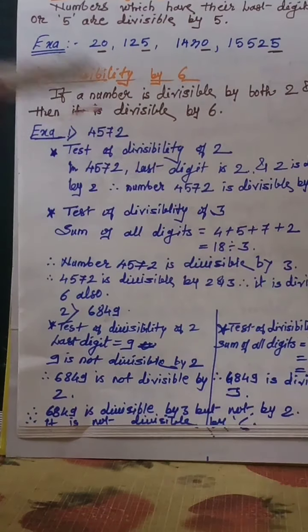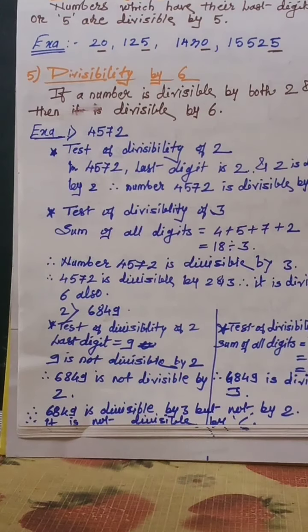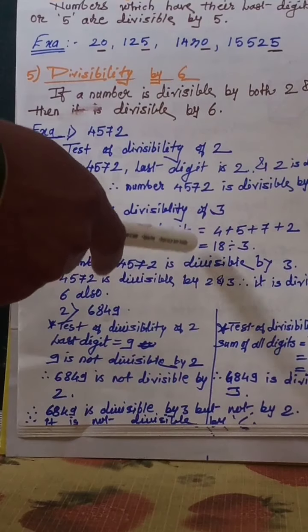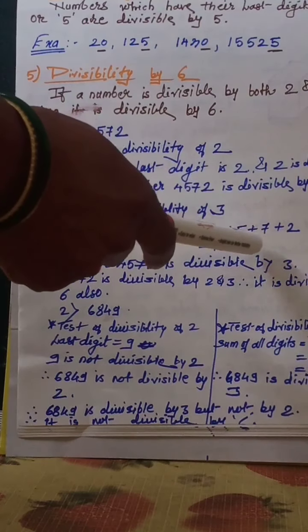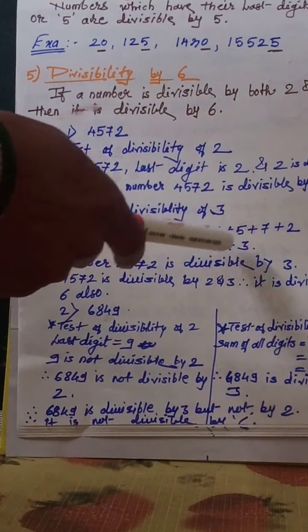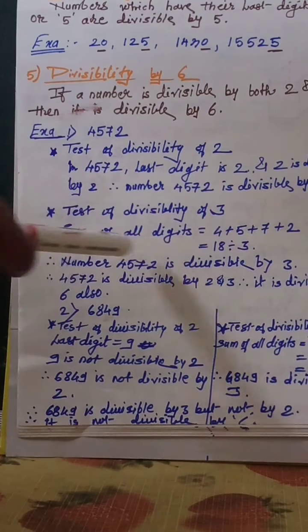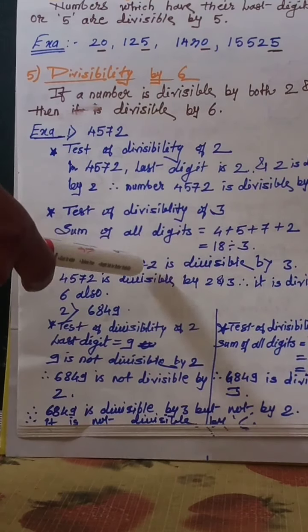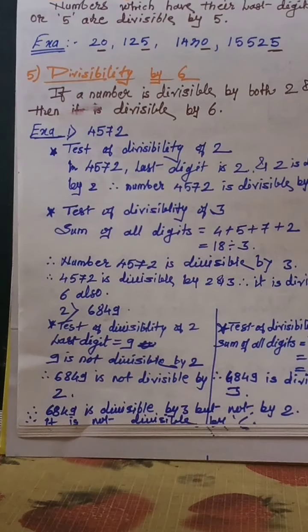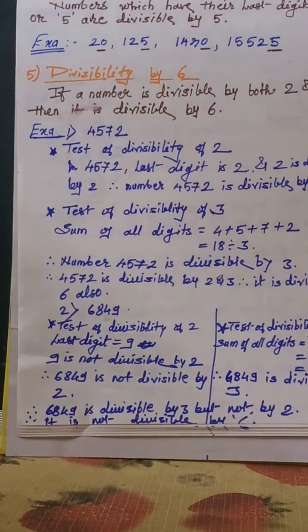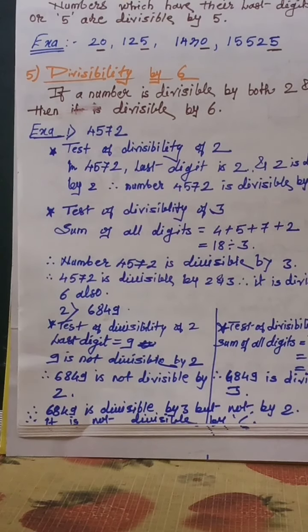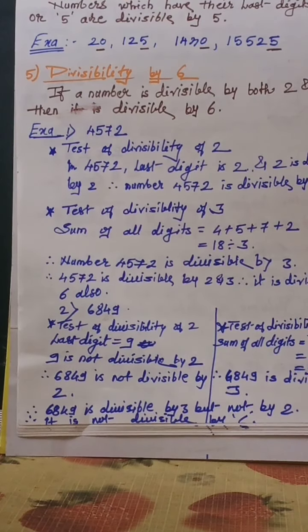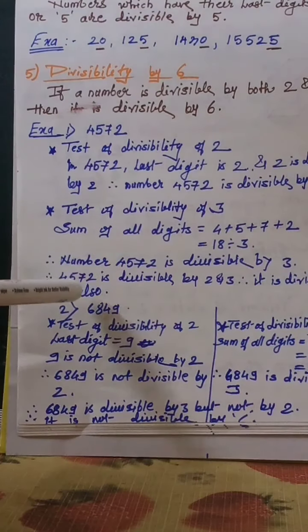Now the test of divisibility by 3. If the sum of the digits is divisible by 3, then that number is divisible by 3. Now we see the sum of all digits: 4 plus 5 plus 7 plus 2. It is 18. Therefore, it is divisible by 3, and therefore the number 4572 is divisible by 3. Therefore, the number is divisible by both 2 and 3. Therefore, it is divisible by 6.